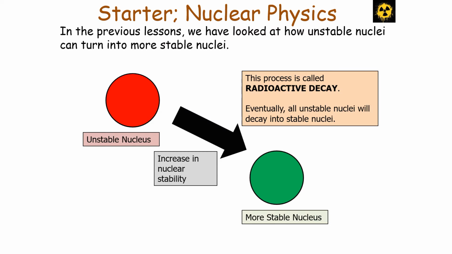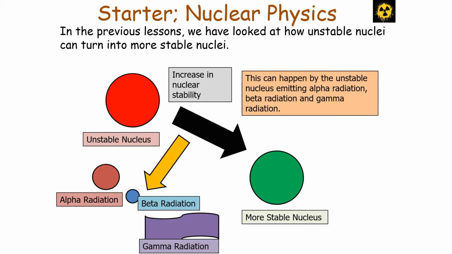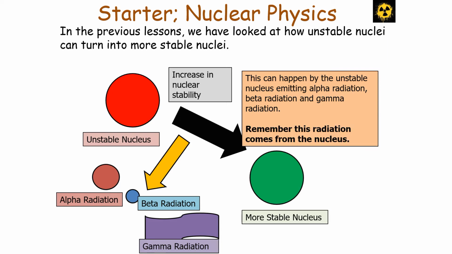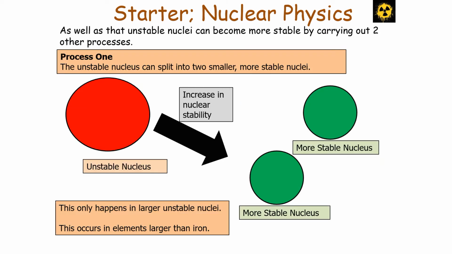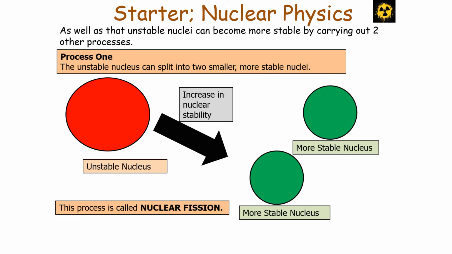Now in previous lessons we've looked at how unstable nuclei can turn into more stable nuclei. This process is called radioactive decay, and eventually all unstable nuclei will decay into stable nuclei. When this happens, the unstable nucleus will emit alpha, beta and/or gamma radiation, and this radiation comes from the nucleus. However, there are two other processes which an unstable nucleus can carry out to increase its nuclear stability. The first process is when an unstable nucleus splits into two smaller, more stable nuclei. This only happens in larger unstable nuclei, elements larger than iron. This process is called nuclear fission.